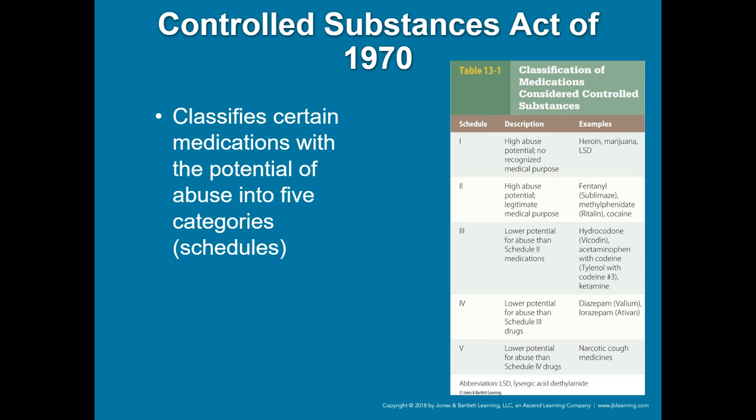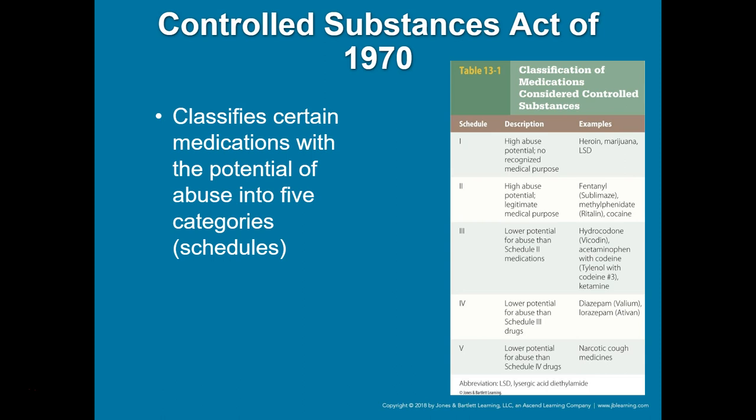The Controlled Substances Act of 1970 set up a five-step scheduling of different medications, saying what the chance is of them being used inappropriately, and if there's any recognized medical purpose for those drugs. So that's five schedules or five categories. Schedule one drugs have high abuse potential and technically no recognized medical purpose. It gives the examples there of heroin, marijuana, and LSD.